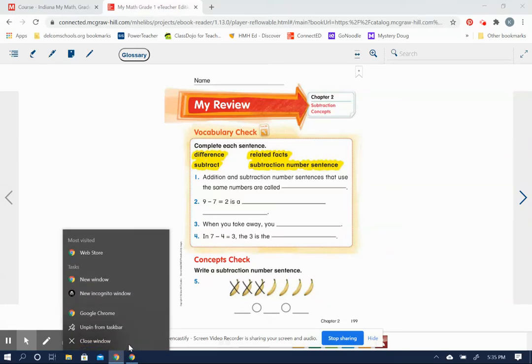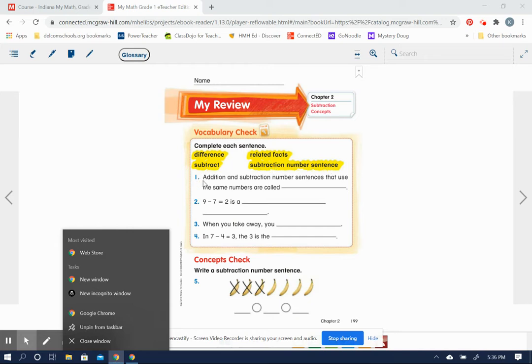Well, hello. Let's go ahead and get out those last 2 pages of Chapter 2 and do our review before we do the test in a Nearpod. Okay, so we're going to start with the vocabulary check here, and the yellow words that are highlighted. Here we have difference and related facts, subtract, subtraction, number sentence.